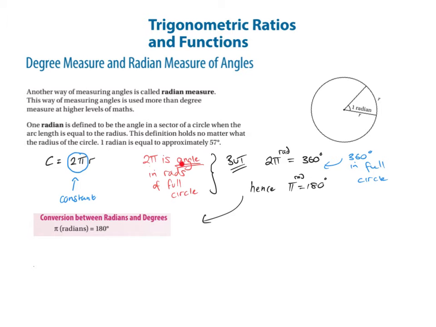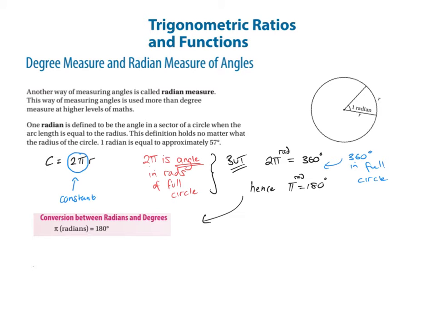Well, if it's the angle, we also know that the full angle of a circle in degrees is 360 degrees, which means that 2 pi radians is equal to 360 degrees. We can simplify that by dividing both sides by 2, so we now know that pi radians is equal to 180 degrees, and that gives us a conversion between radians and degrees. Now you're probably wondering, why do we use radians instead of degrees? Well, it's just much more useful when it comes to calculus, and it holds for every single circle.